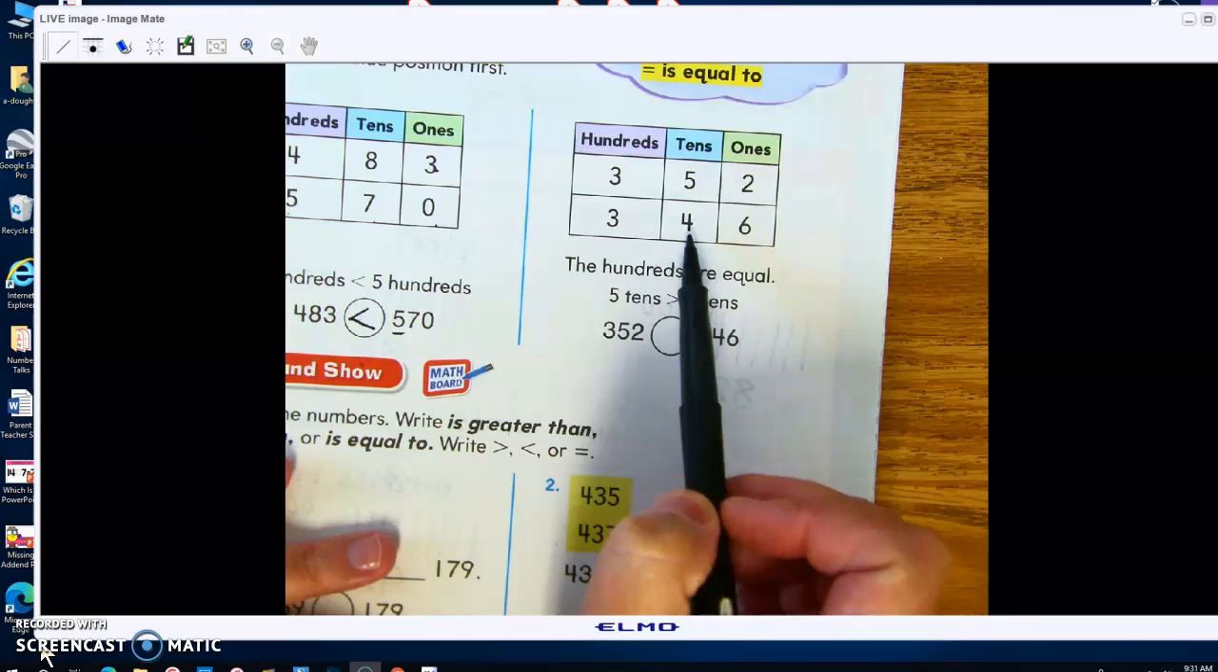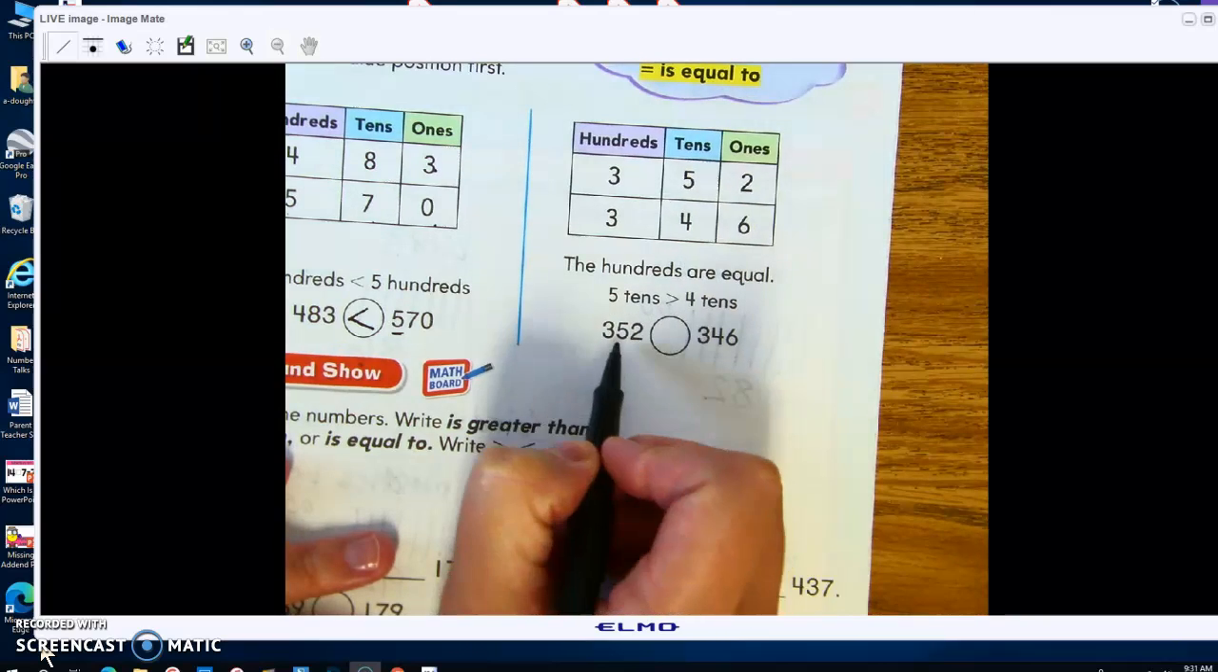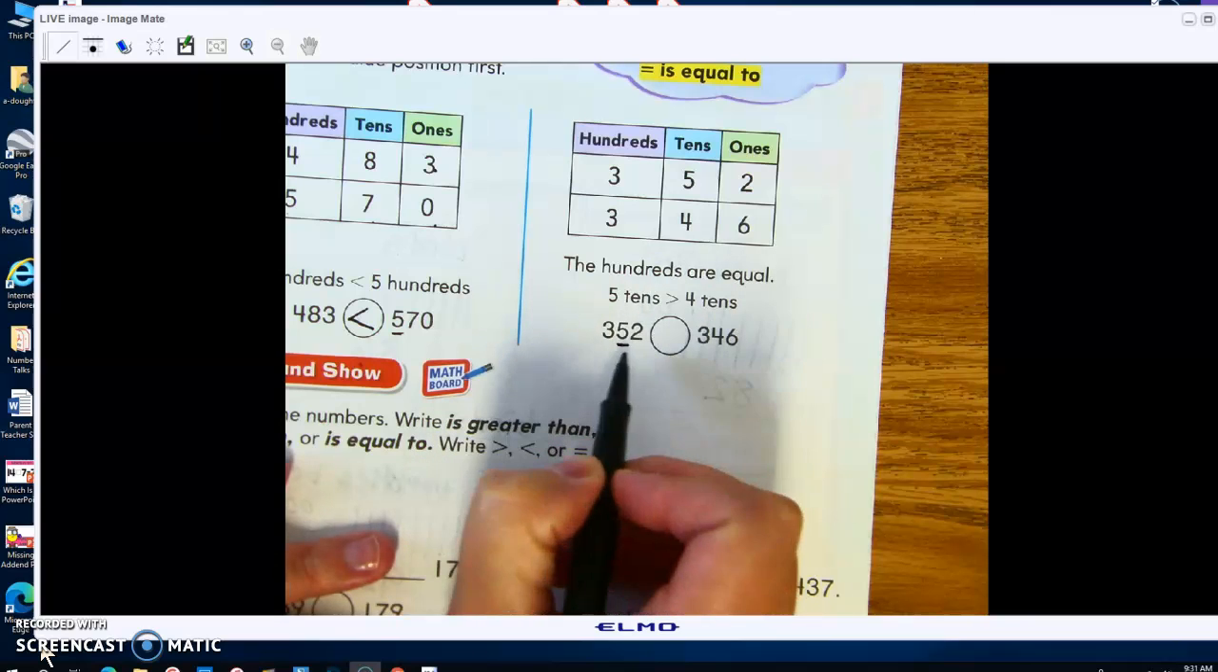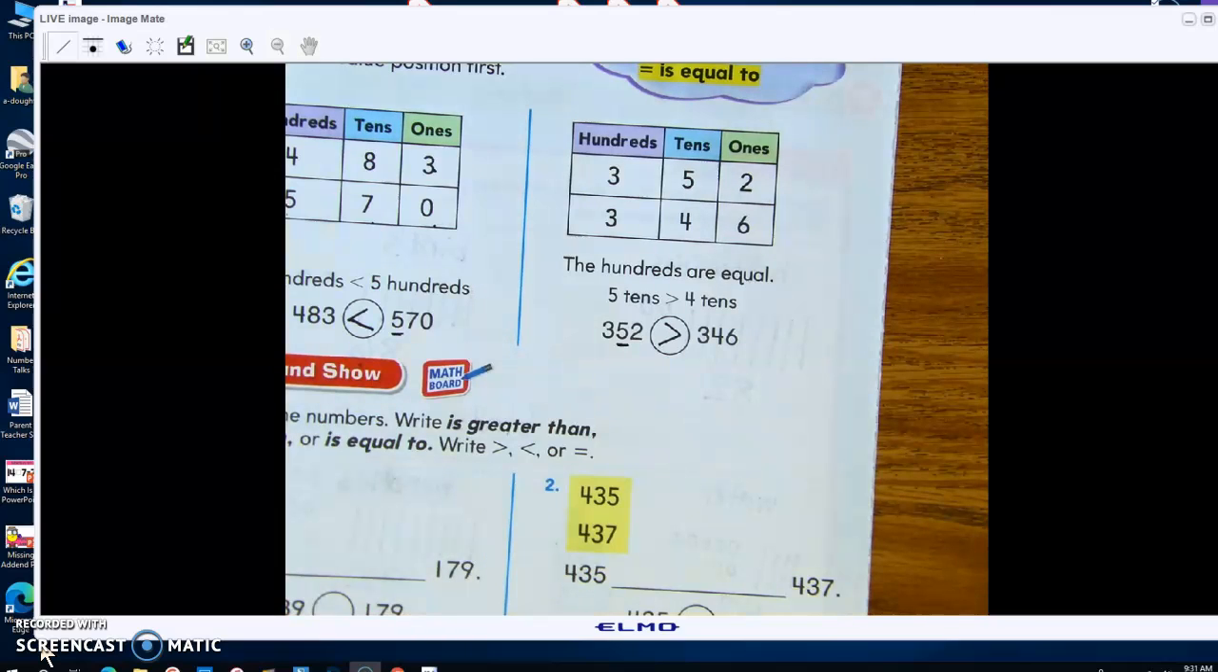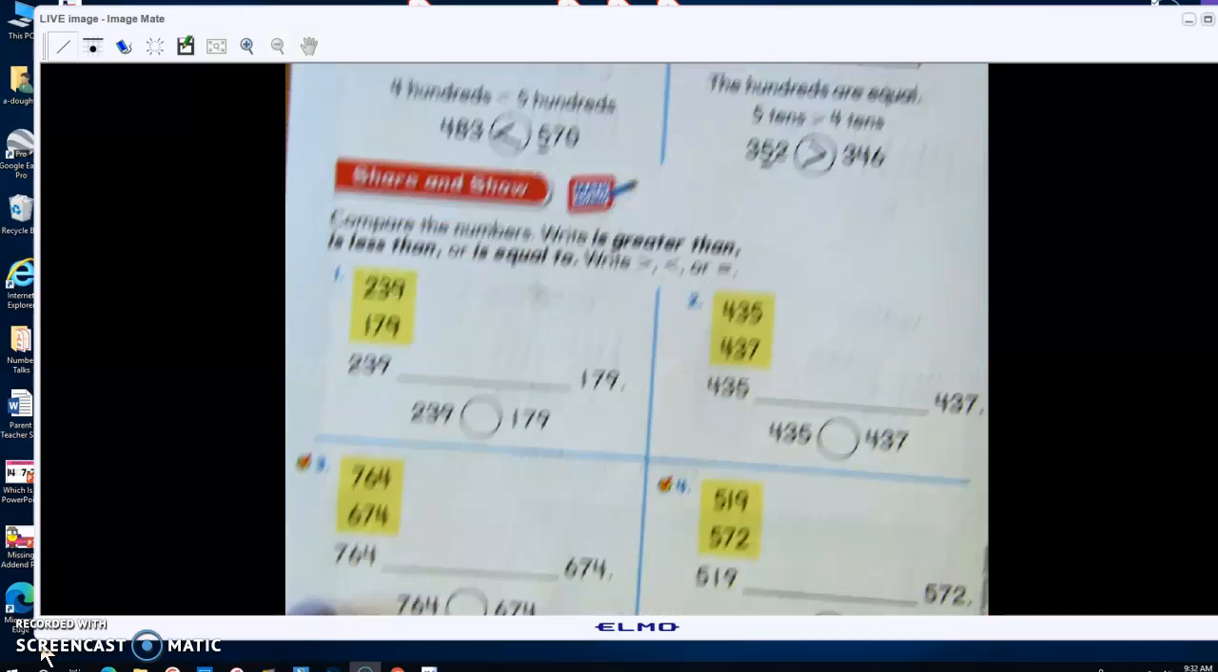5 and 4. Which one's bigger? 5. So I look down here. Okay, here's my 5 tens. It's bigger than the 4 tens. So 352 is greater than 346. I knew it. It shows you up there 5 tens. Okay, let's look at number 1.